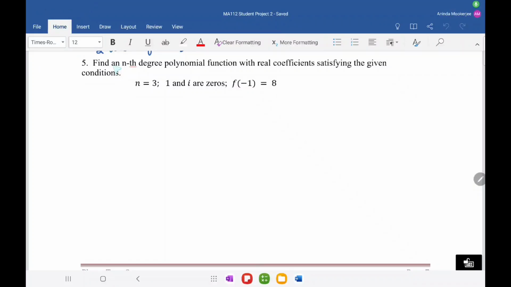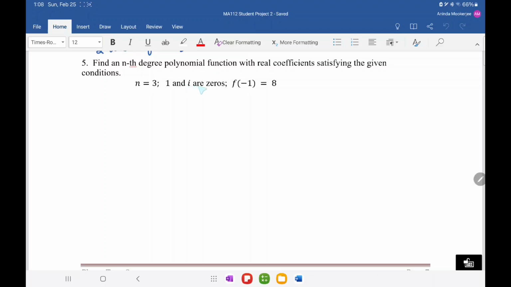Now let's get working on question number 5, which is to come up with an nth degree polynomial function with real coefficients satisfying the given conditions. Let's look at the conditions given to us. It says n equals 3. N represents the degree of the polynomial function, and that is 3.